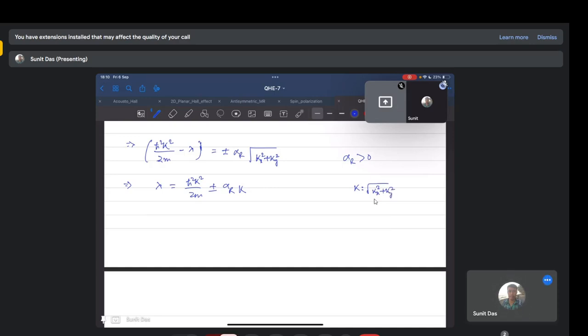So the parabolic term was also like that. We have never explicitly written it in terms of kx, right? But these are the eigenvalues or eigenenergies.